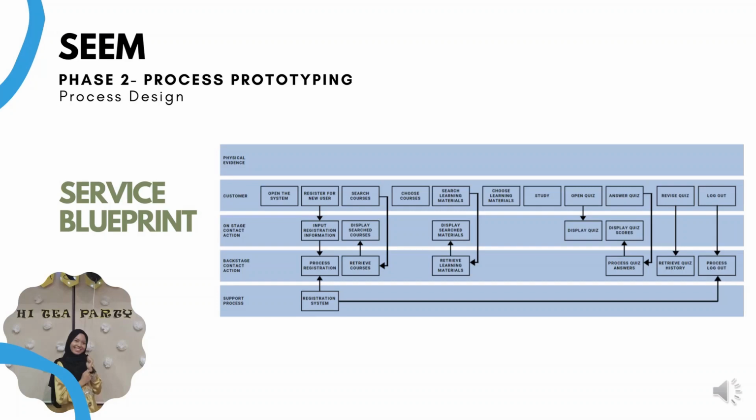As for the backstage actions, the system processes the registration, retrieves the result of the course search, retrieves the learning materials before displaying them to the customer, calculates and determines the score of the quiz, retrieves the quiz history, and helps the logout process. The support processes include anything that must occur for all the above to take place. Process for the system includes registration of customer into the system.